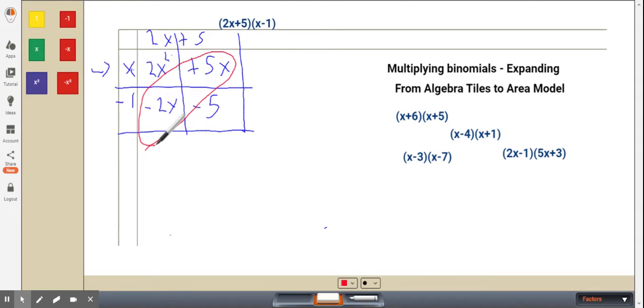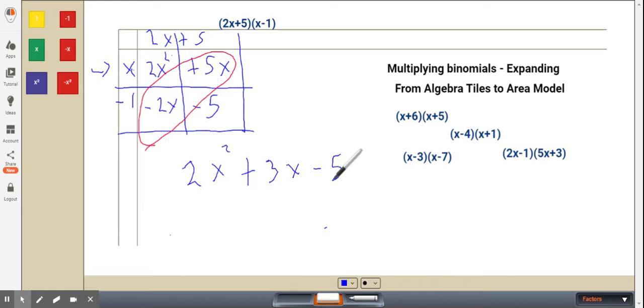So now I'm going to write the expression that is the expansion of this product. I'm going to begin with 2x squared. And again, sorry for the quality of the numbers. 2x squared, and then I group the diagonal, which is 5x minus 2x is going to be plus 3x, and finally minus 5. And that is the expansion.